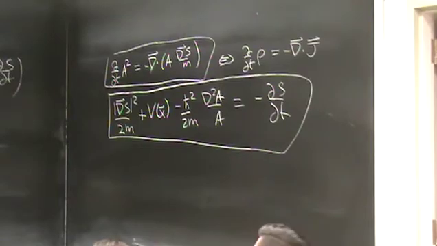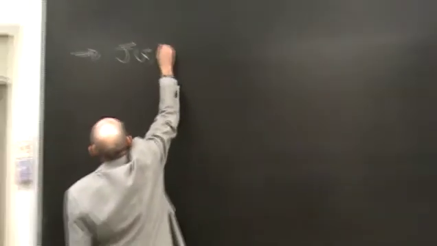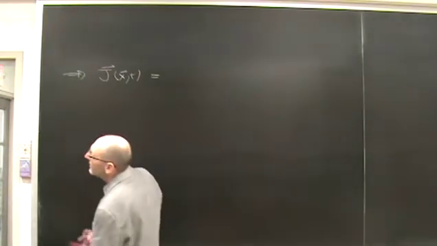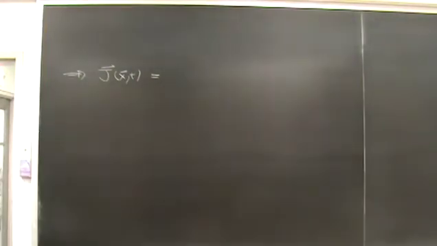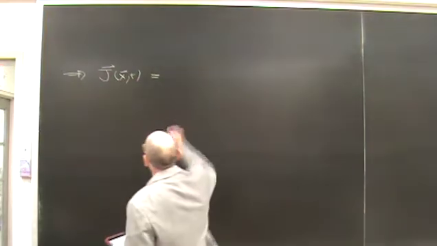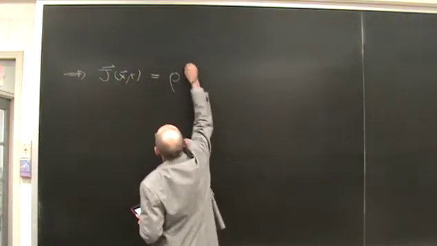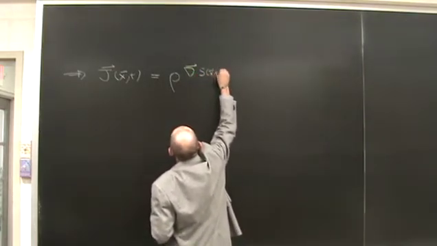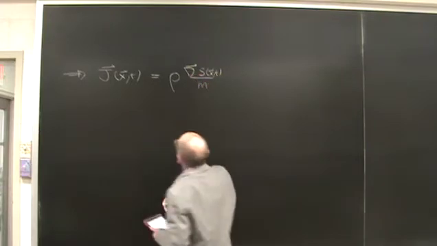But what is J then? What is the probability current when expressed in this form? Sorry, there's an A in here. Yep, that's right. So look at it. It's equal to rho times this: the gradient of the phase divided by the mass.